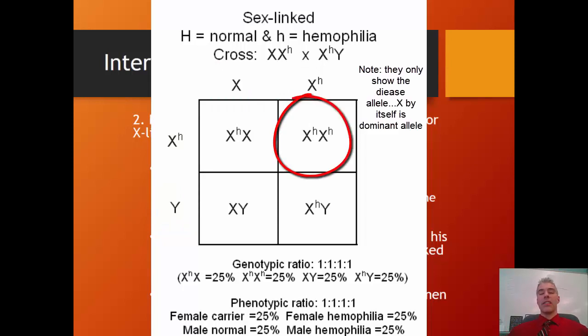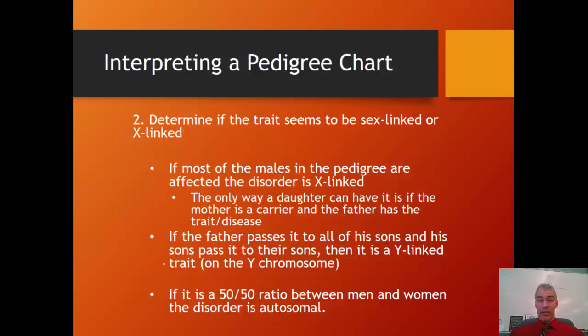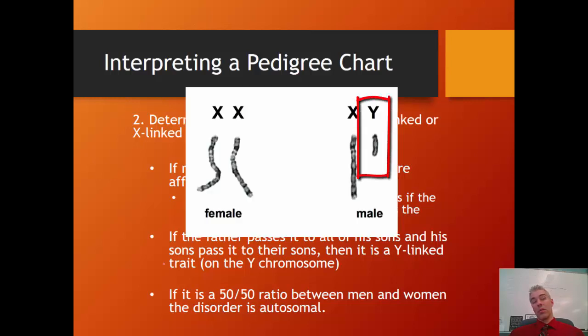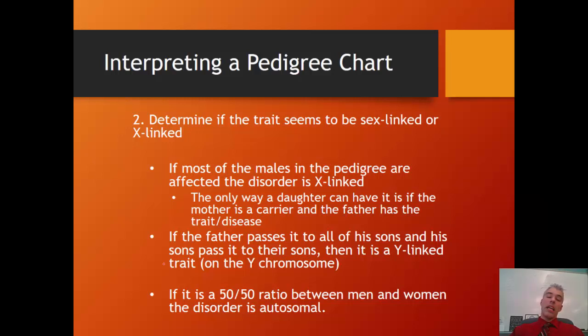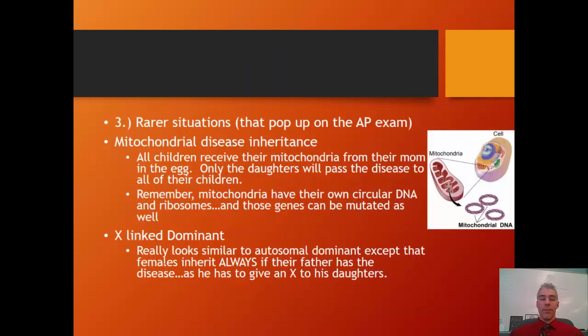If the father passes it to all of his sons and to none of his daughters, then it is a Y-linked trait, and it's found on the Y chromosome. That makes sense because dads always give a Y chromosome to their sons, but never give a Y chromosome to their daughters. So remember, as I said before, if you see those differences, then it's probably X-linked, sex-linked, or Y-linked. But if there's a 50-50 ratio between males and females having it, then it's probably an autosomal disorder.